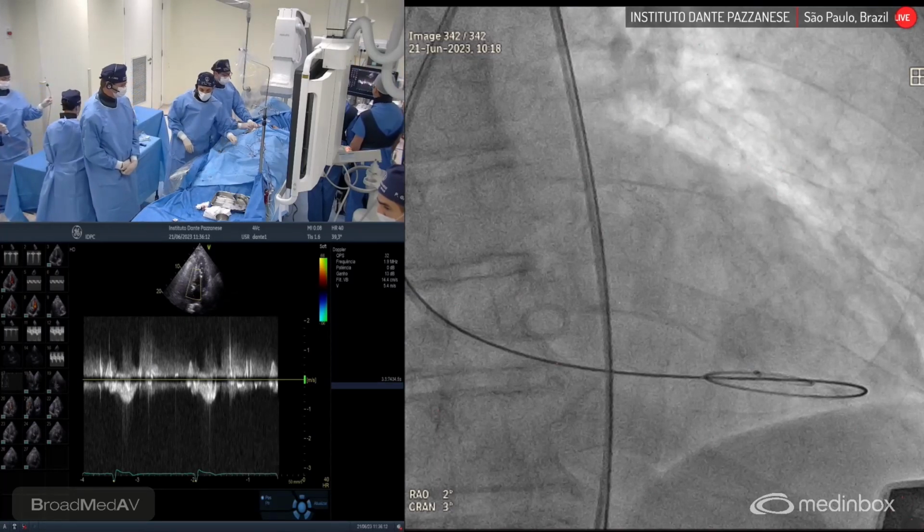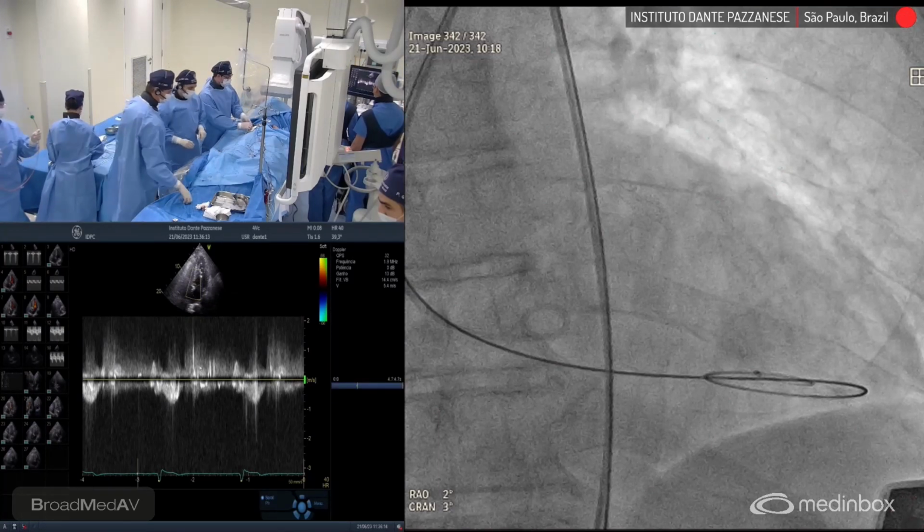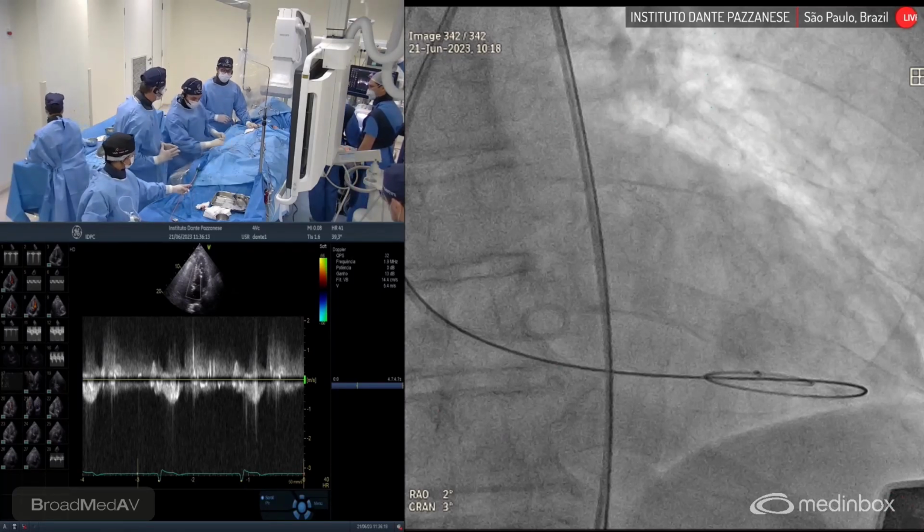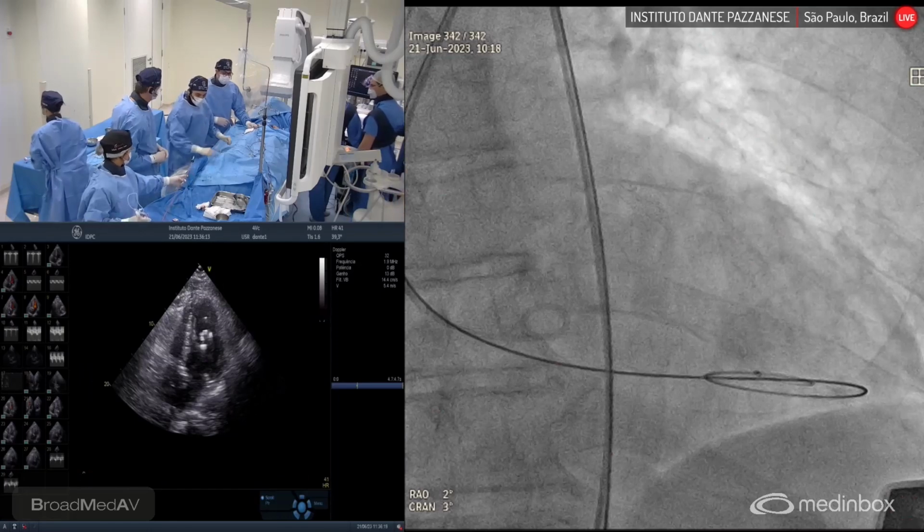Okay, the predilatation seems to be okay. It's not more than mild. So, Dimitri, is the sizing for a bicuspid valve different from a tricuspid?